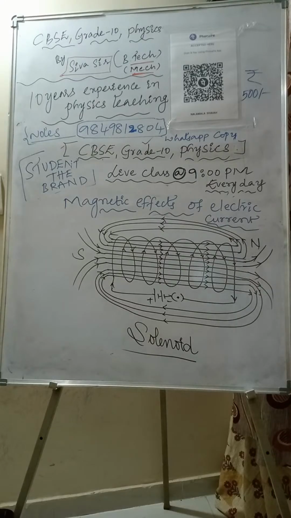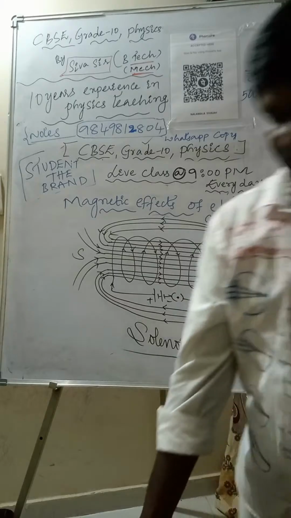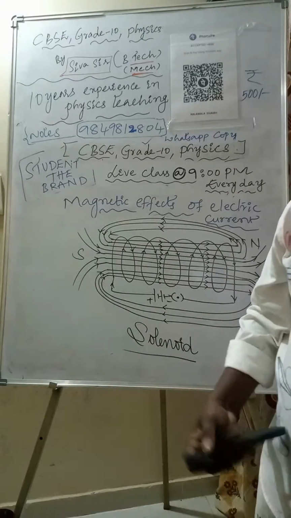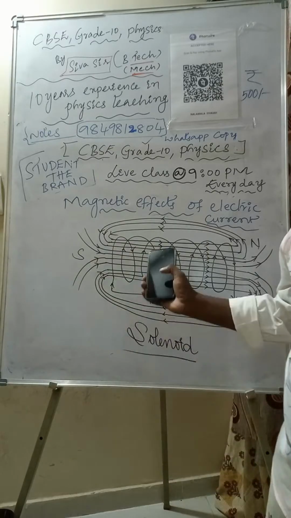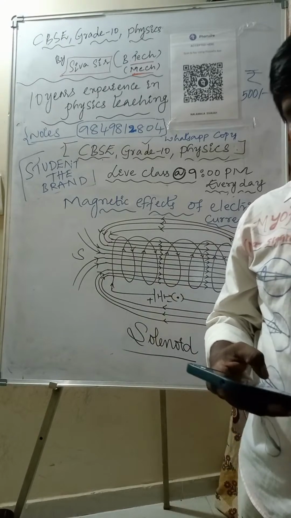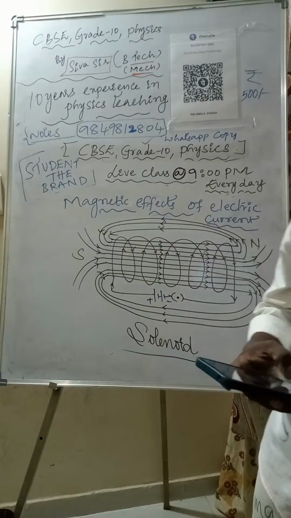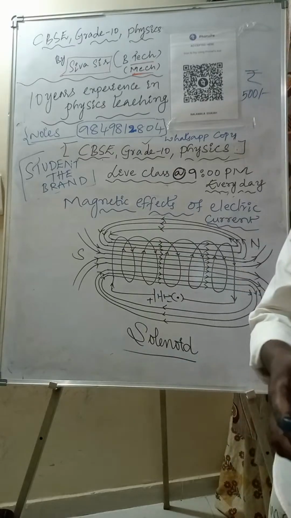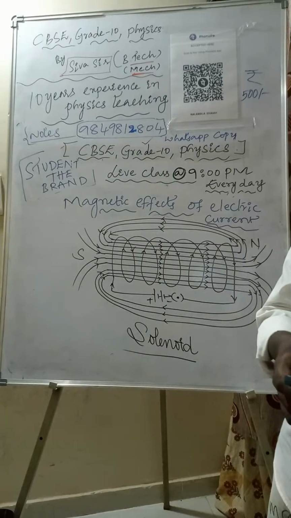So in the remaining classes and remaining time, I'm discussing the 10th class. You can see magnetic effects of electric current. So I took that class, and now I'm going with electricity. See here, problems are there. So we are working on problems.